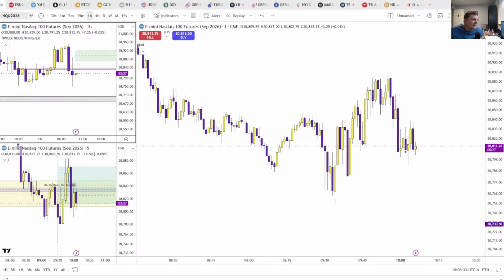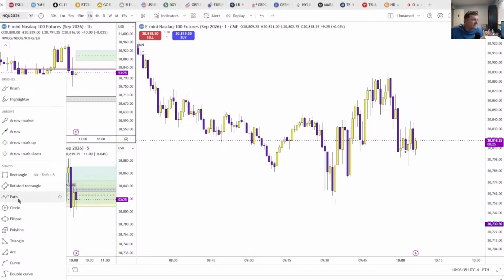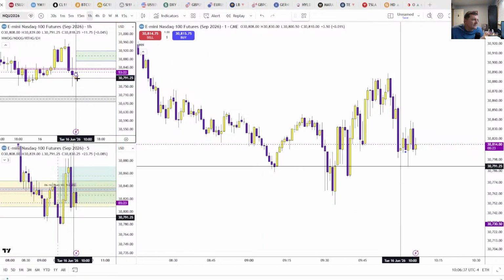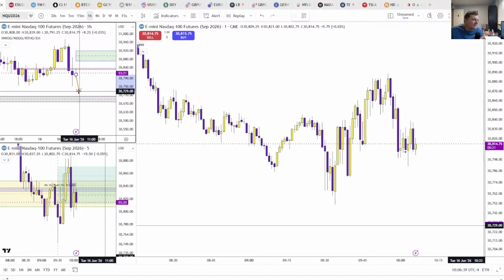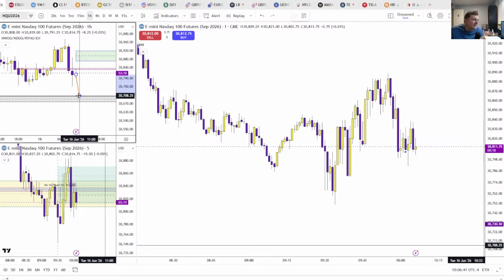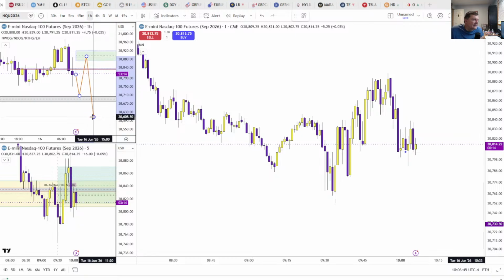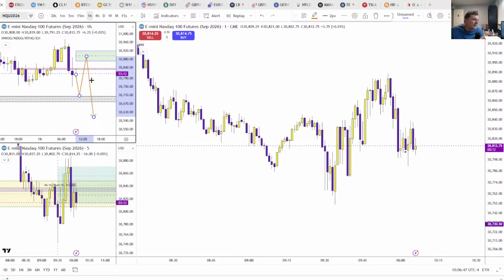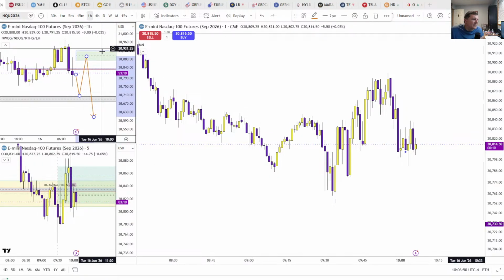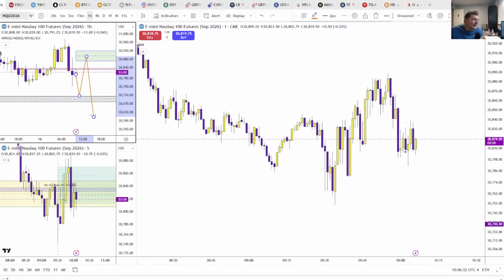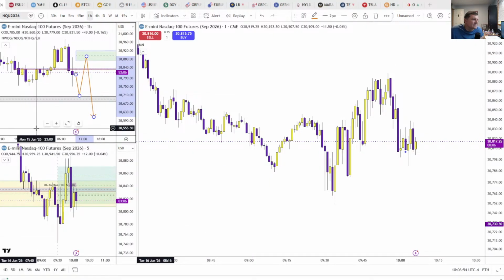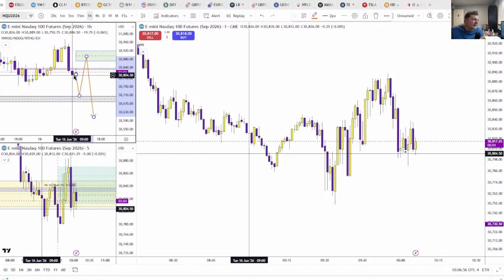So it kind of looks like this. Get down to here, maybe here, come back to here, and then send it lower. Or here, get through here, come back into this, and then send it higher. But I want to see that first low get taken.